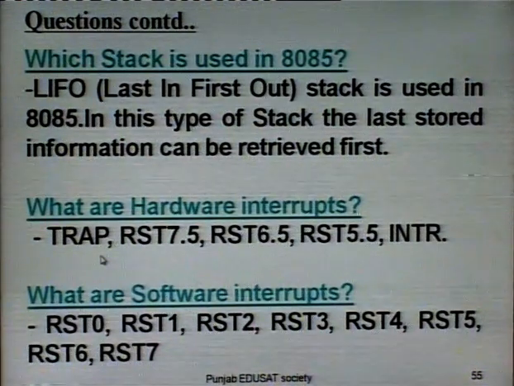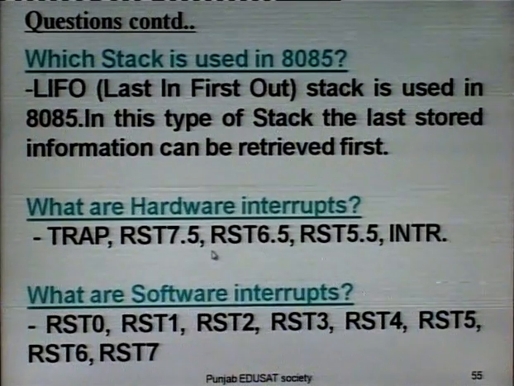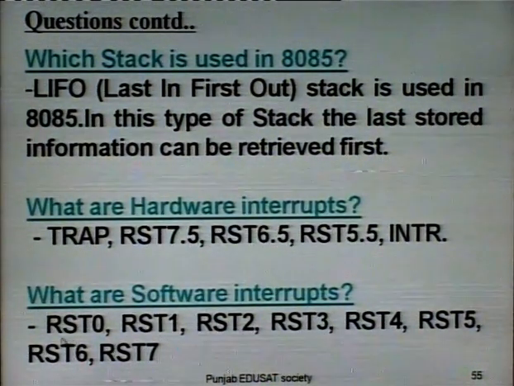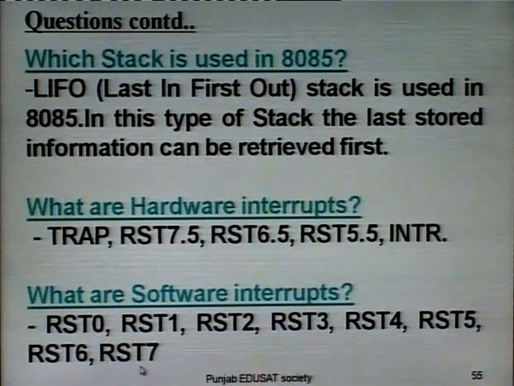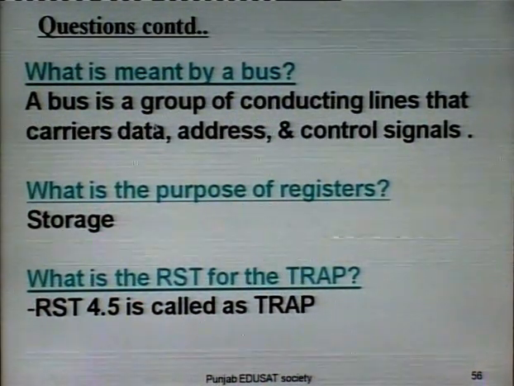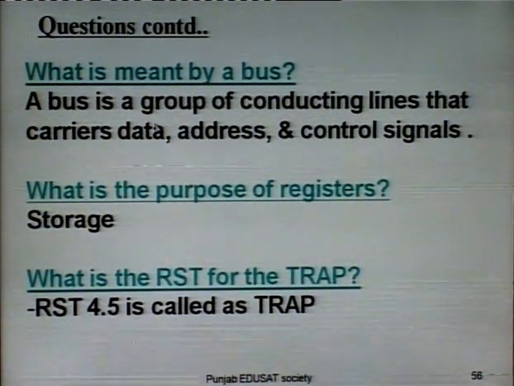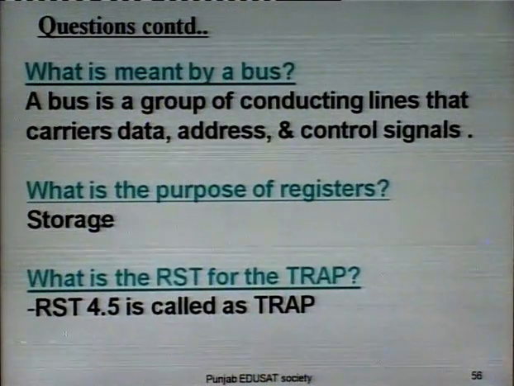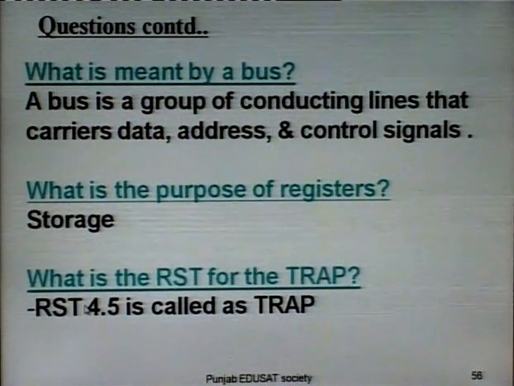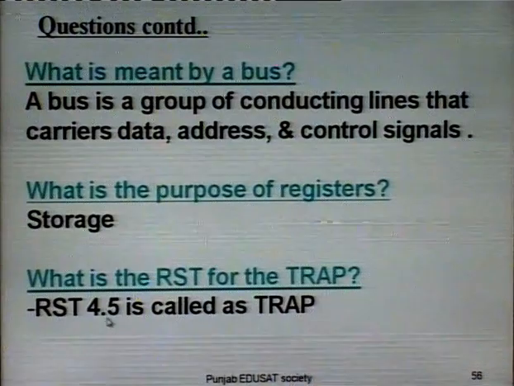What are the hardware interrupts? TRAP, RST 7.5, 6.5, 5.5 and INTR, the interrupt request. What are the software interrupts? Software interrupts are RST 0 to RST 7. What is meant by a bus? A bus is a group of conducting lines that carries data, address and control signals. What is the purpose of registers? These are used for storage. What is the restart RST for trap? RST for trap is 4.5.